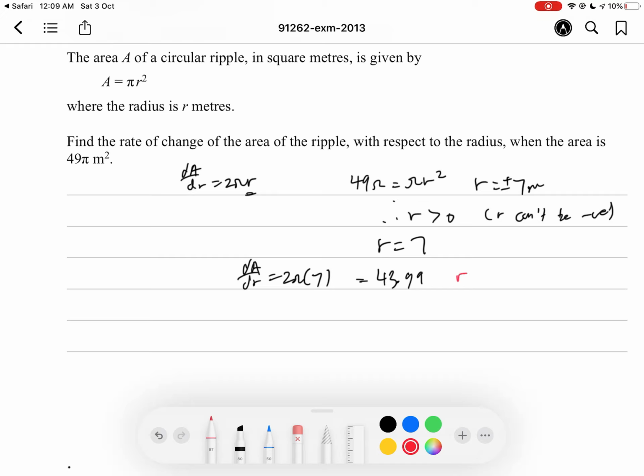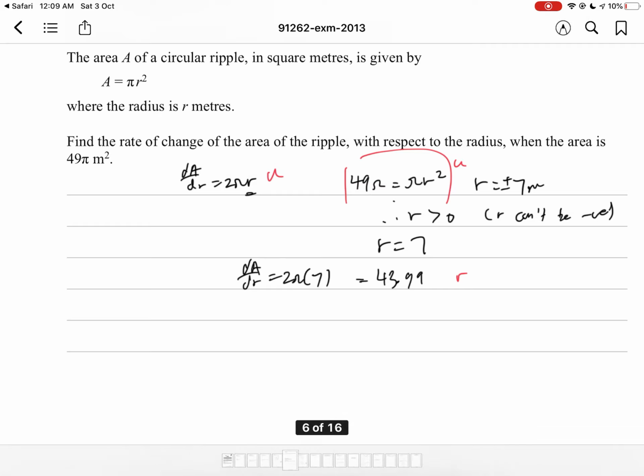To get an achieved grade, we need to find the correct derivative and attempt to find r. So derivative found will get you an achieved, as well as an attempt to find r. So we can get up to this step here, that will get you an achieved.